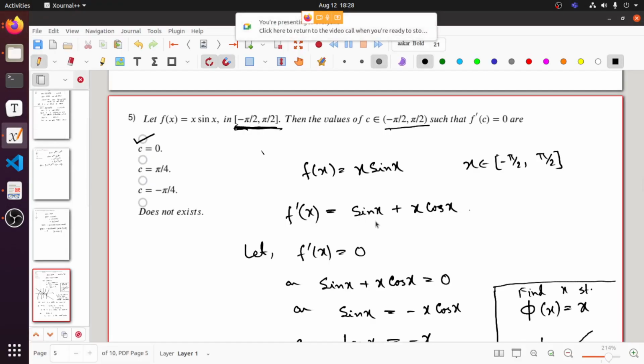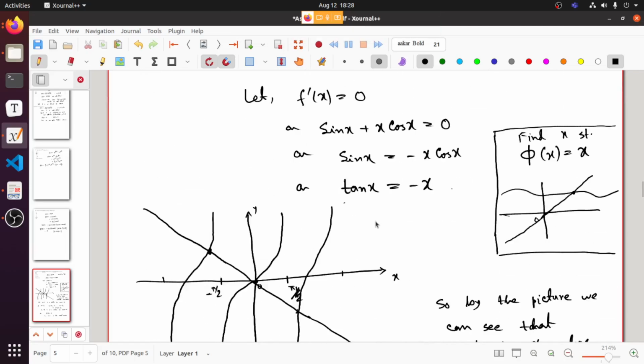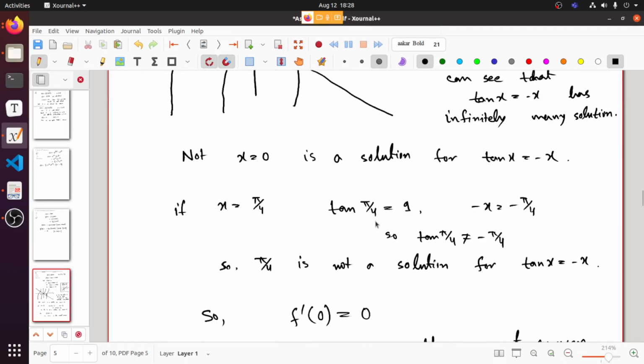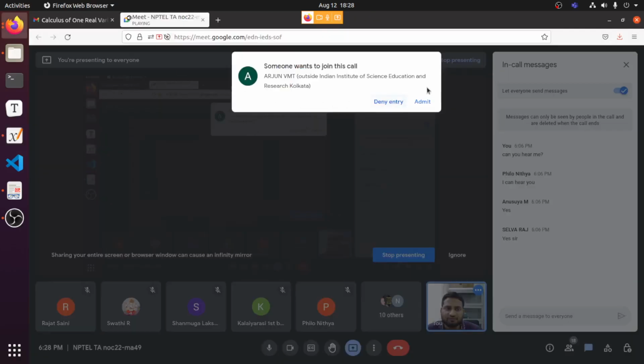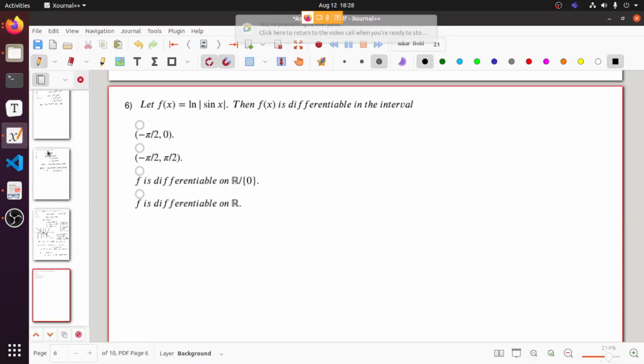Okay, if this is fine, then move to the next question. Now question number 6. What it is saying: f x is ln mod sin x. So you have to say that f is differentiable in which interval. You have to find the interval where f will be differentiable. So first f should be defined, right?